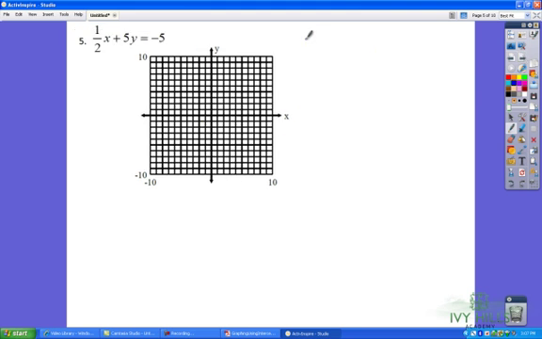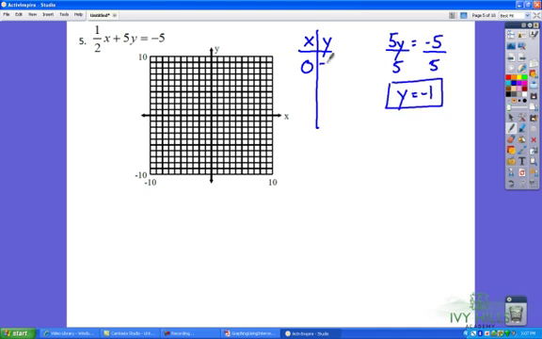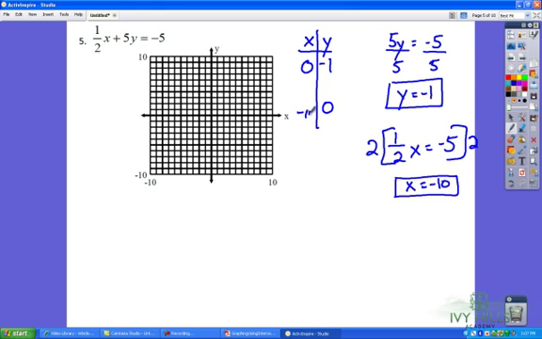Number 5. If I create an xy chart for this equation, plugging in 0 for x, I will be solving 5y equals negative 5. Dividing both sides by 5 will give me a y-intercept of negative 1. And plugging in 0 for y, I will be solving 1/2 x equals negative 5. If I multiply both sides by 2, the reciprocal of 1/2, that's going to give me an x value of negative 10. So here are my points.